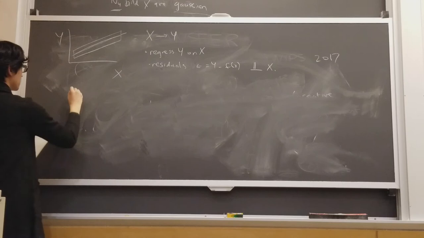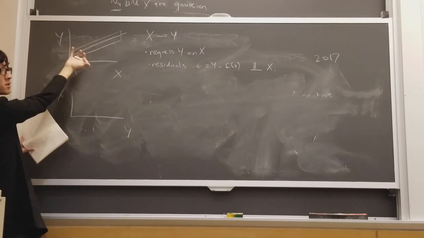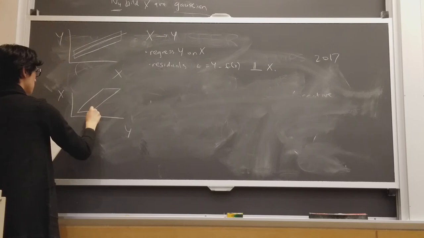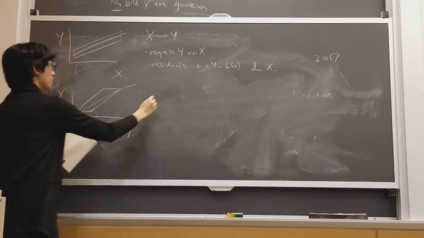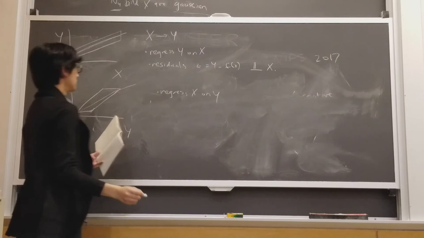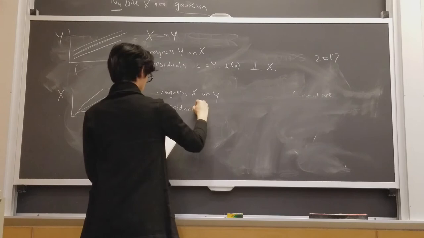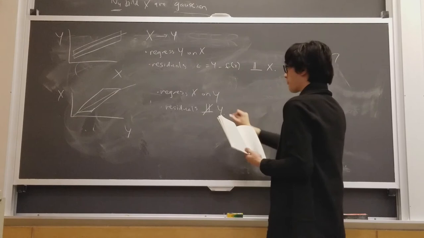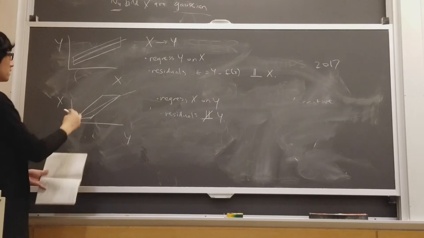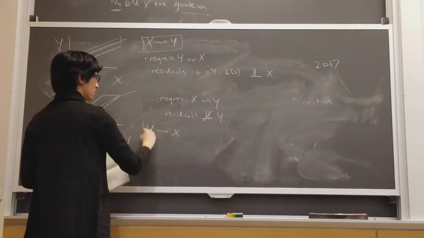If we try to do the regression in the opposite direction, then you've got to rotate this, flip it, and you'll see a graph that looks something like this. And if you try to regress in this direction, you're going to get this line. And you can see here that the residuals are not independent of your input variable y. So because in our additive noise model we assume that the noise is always independent of our input, we can identify this as the true causal direction. And the opposite one can be discarded.